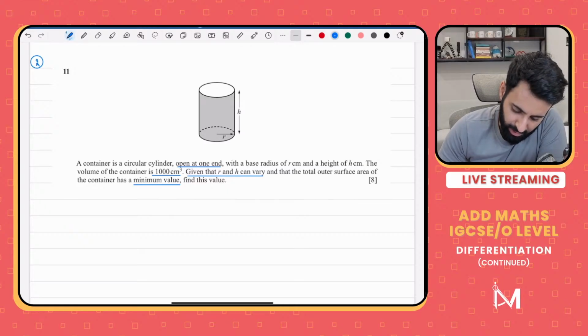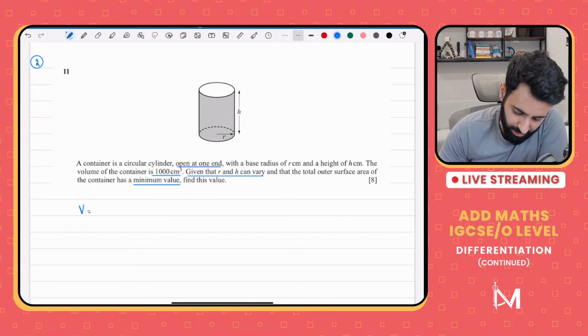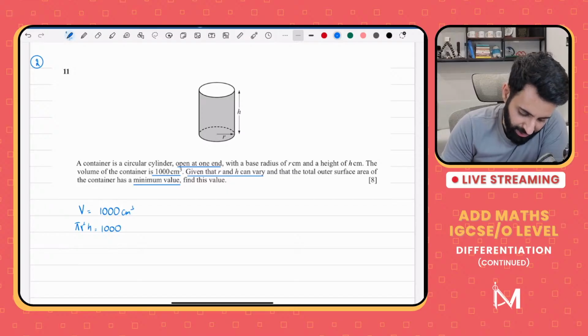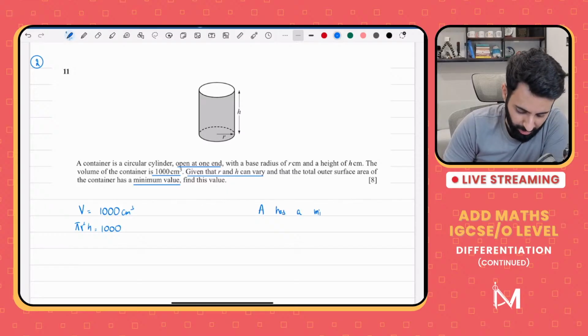Anyway, so we are given the volume of a cylinder, and what's that equal to? The volume of a cylinder is equal to 1000 centimeter cube. And the formula is pi r square h, which is equal to 1000. Now, what are we supposed to do? Given that r and h can vary, the total surface area of the container has a minimum value. So that means A has a minimum value.